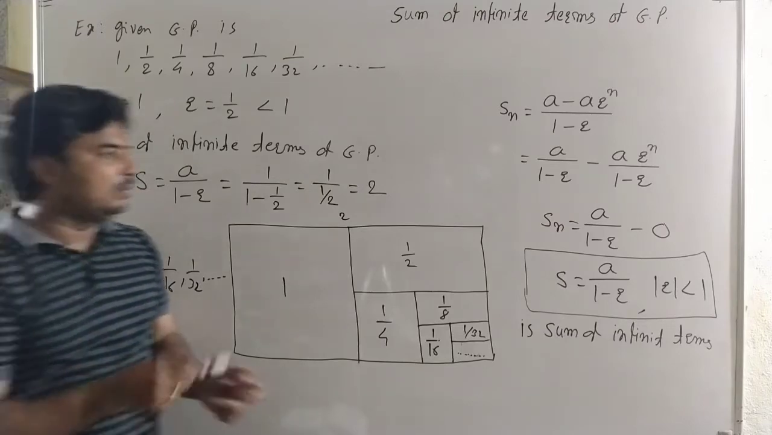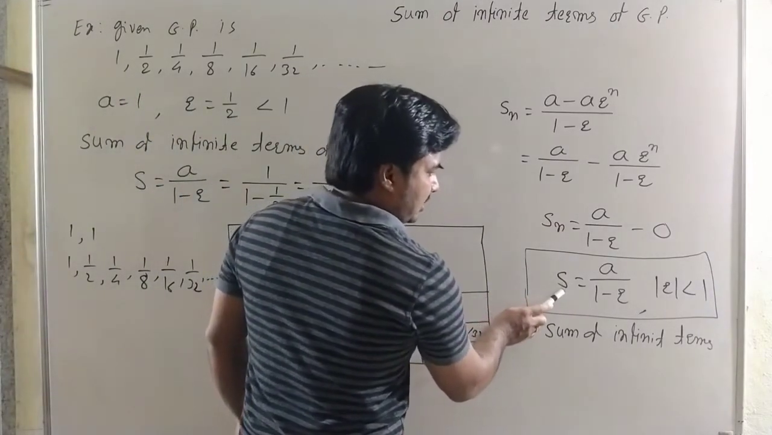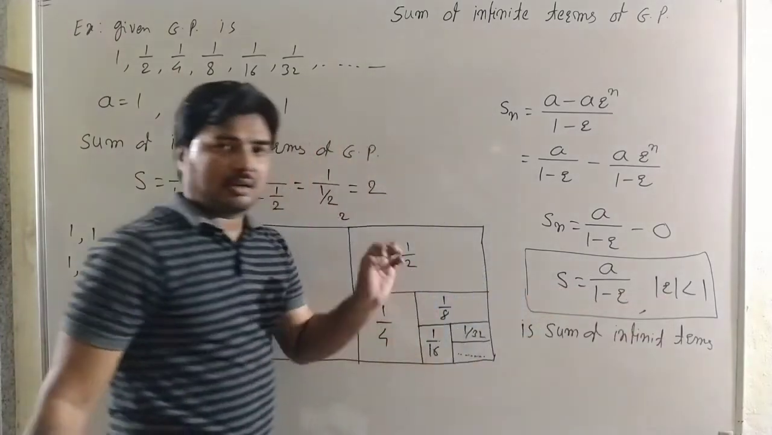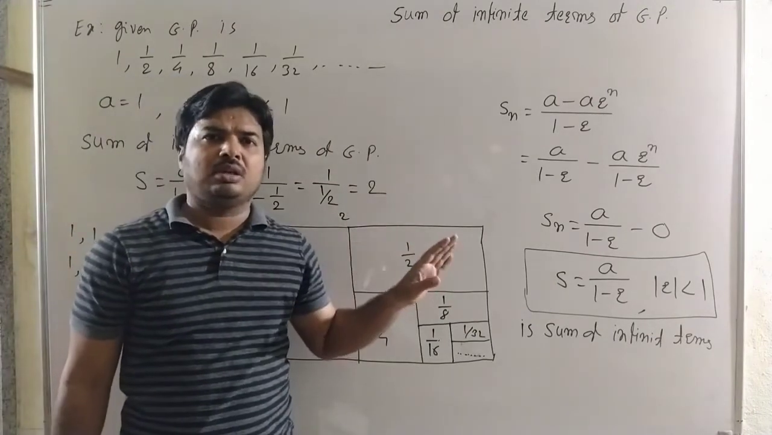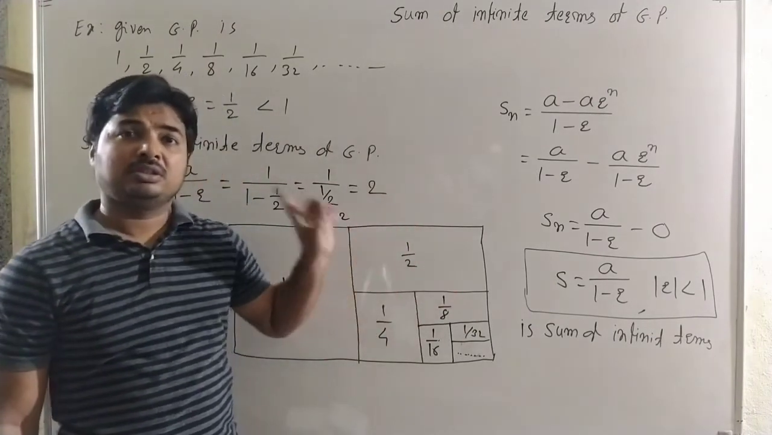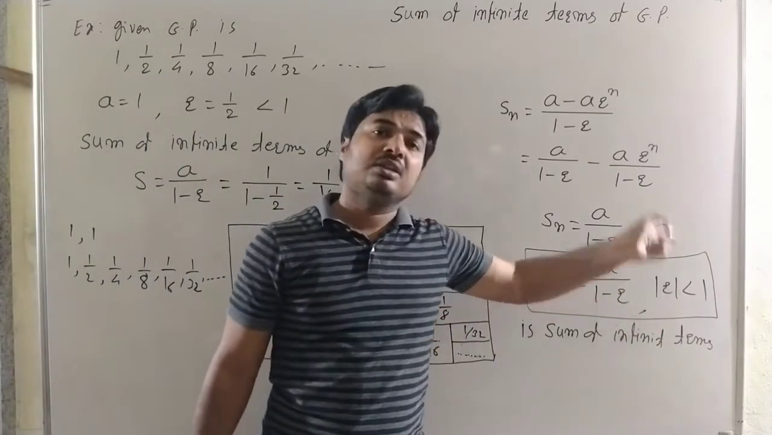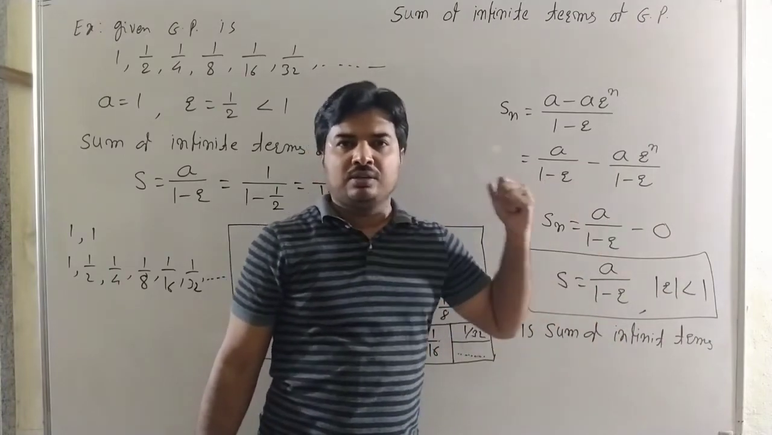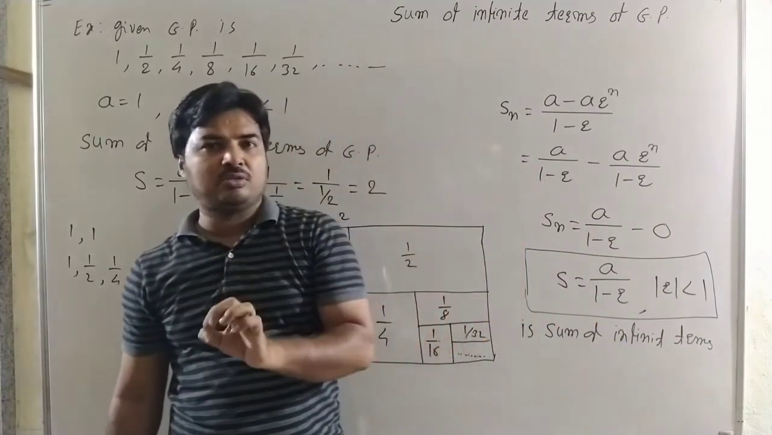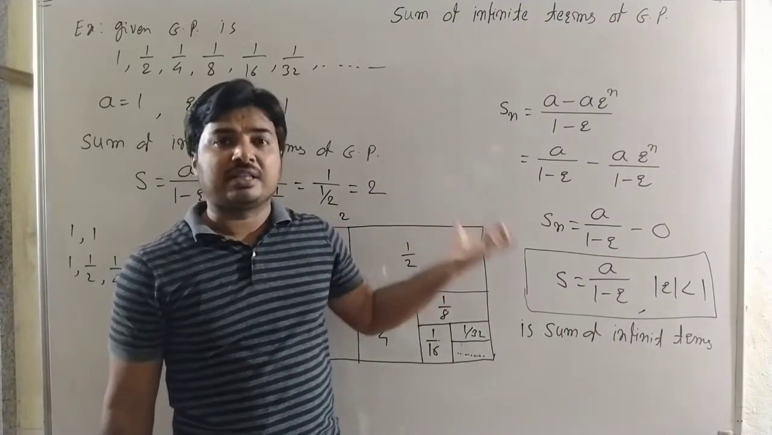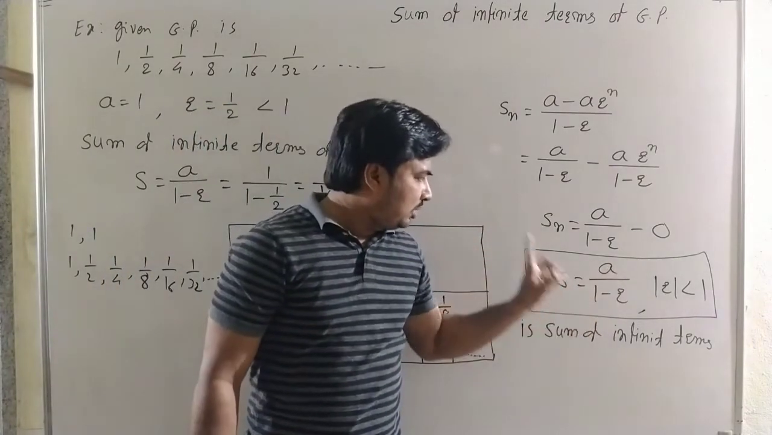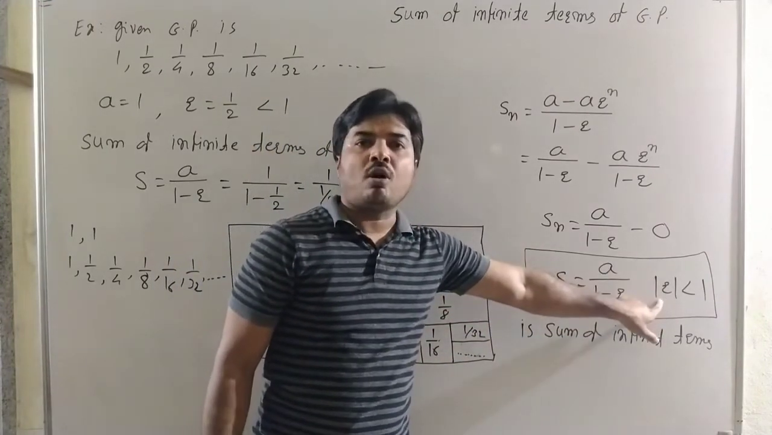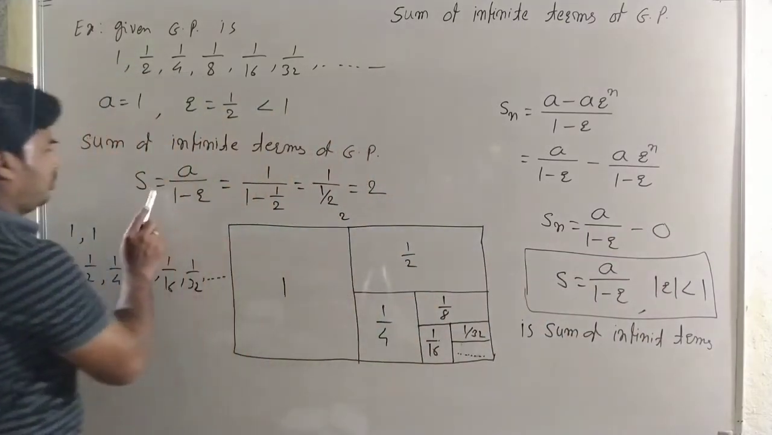See carefully and remember this formula. The sum of the infinite terms is a upon 1 minus r, where mod r is less than 1. The common ratio can also be negative, but mod r is less than 1. When the common ratio is minus 1 by 2, mod r is less than 1, so the sum of the infinite terms exists. Here is the formula for the sum.